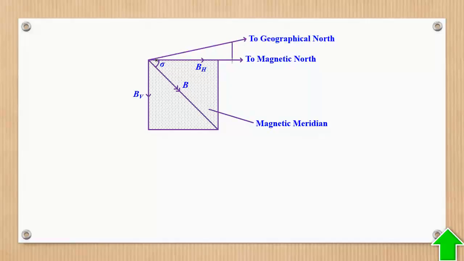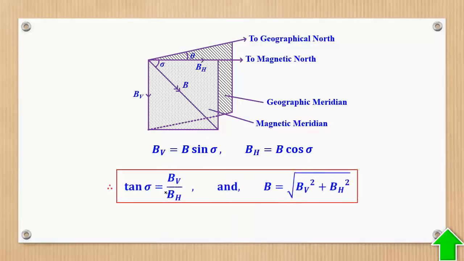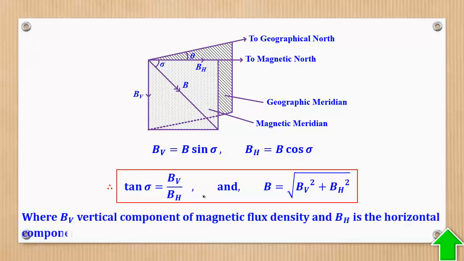Then we have the geographic meridian, whereby the angle between the two meridians is what we call the angle of declination. So still BV will be equal to B sine angle of dip. Then BH will be equal to B cos angle of dip. And tan angle of dip is equal to BV over BH. So we should be used to these formulas because we shall use them more frequently in the calculations. So BV is the vertical component of the magnetic flux density and BH is the horizontal component of the magnetic flux density.